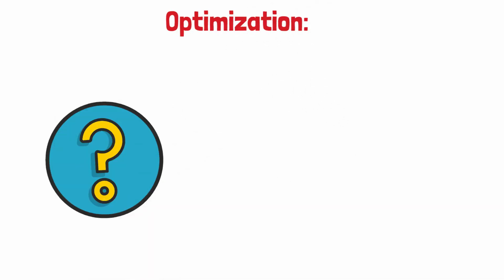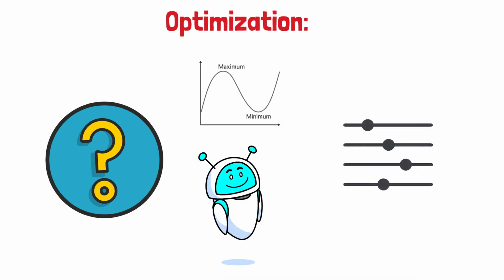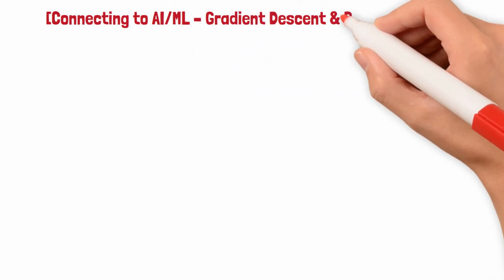Optimization. Calculus allows us to find where a function reaches its lowest or highest value. In AI, this means finding the best set of parameters that make the model perform well. Connecting to AI/ML, gradient descent, and backpropagation.